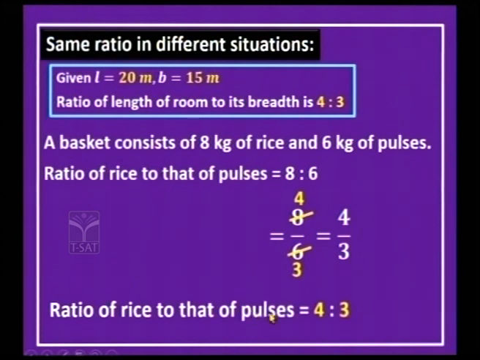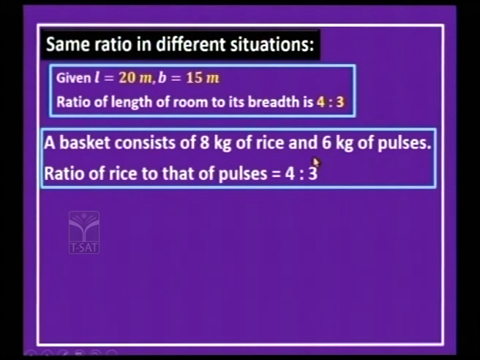Yes, rice to that of pulses is 4:3. So here we got again the same ratio, if you notice. The ratio of length to breadth is 4:3, and rice to pulses is also 4:3 we got. So 20:15 is 4:3, right? I can write it like that. And also 8:6 is also 4:3.